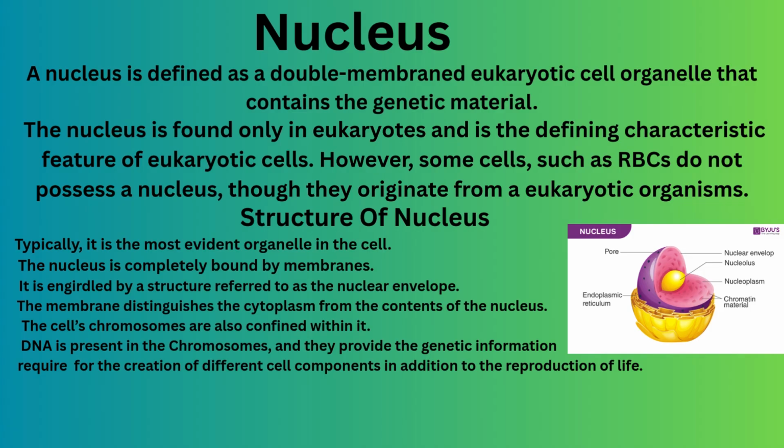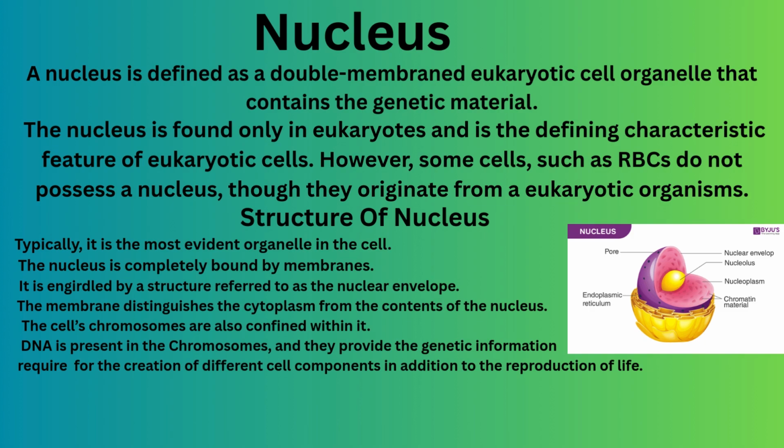Nucleus. A nucleus is defined as a double-membraned eukaryotic cell organelle that contains the genetic material. The nucleus is found only in eukaryotes and is the defining characteristic feature of eukaryotic cells. However, some cells, such as RBCs, do not possess a nucleus, though they originate from eukaryotic organisms.